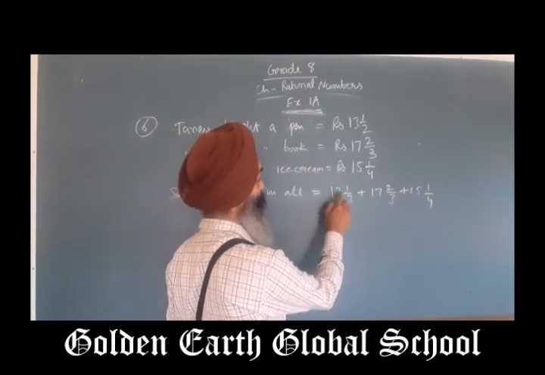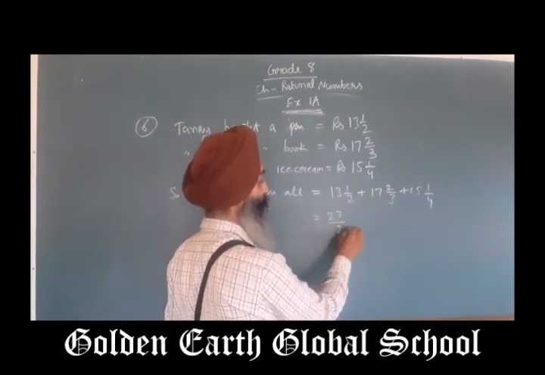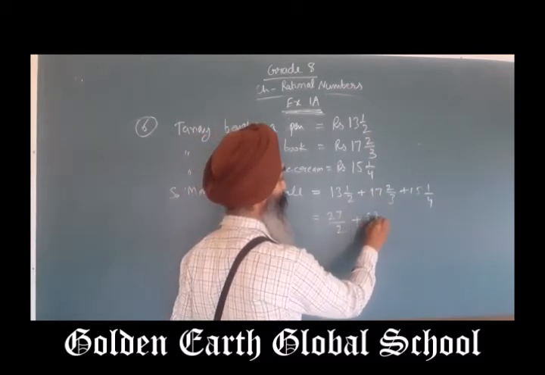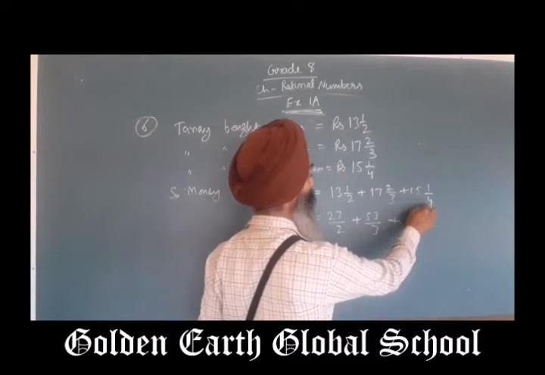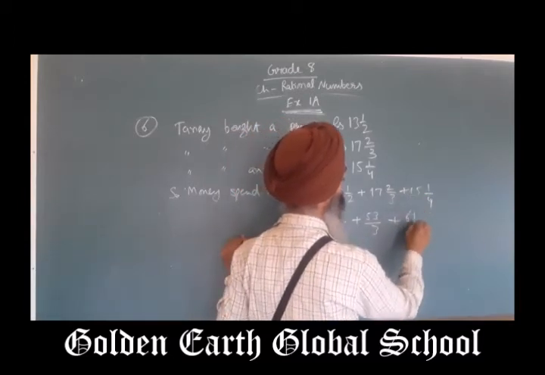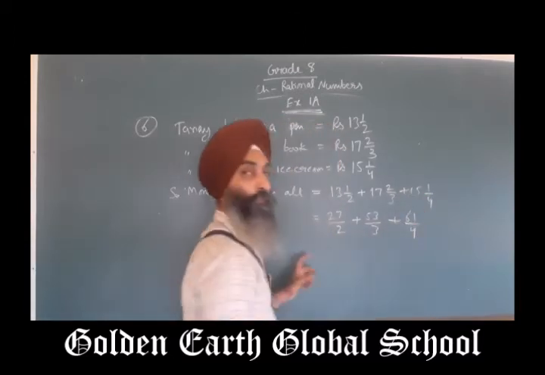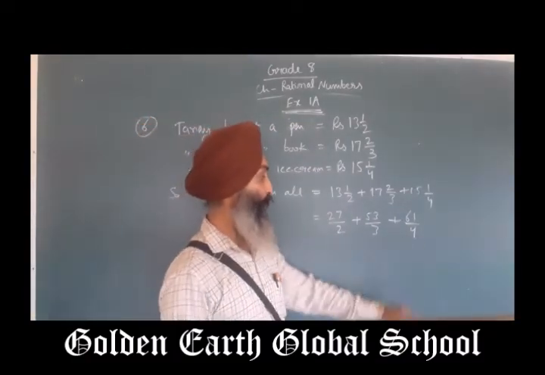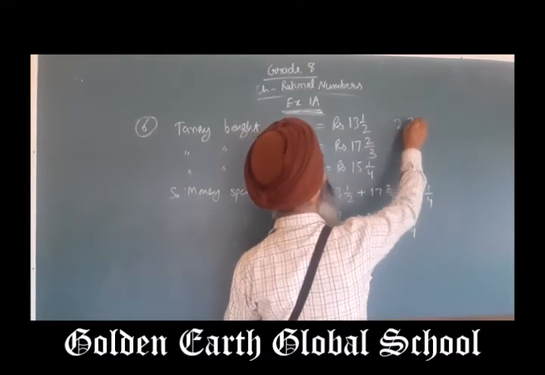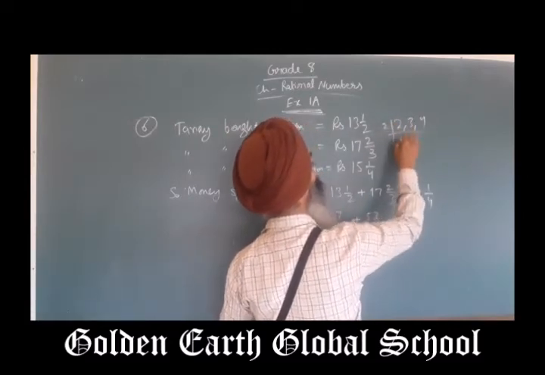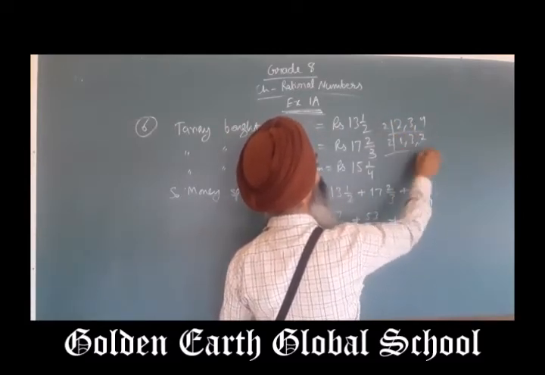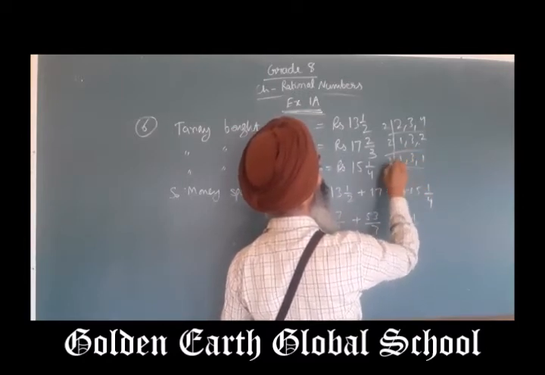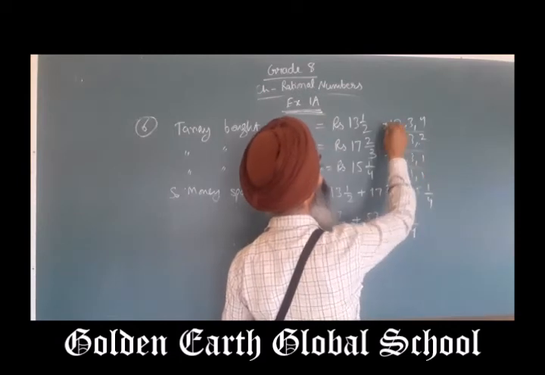13 times 2 is 26, plus 1, 27 upon 2. 17 times 3 is 51, plus 1, 52 upon 3. The last one is 60 plus 1, 61 upon 4. Now what is the LCM of 2, 3 and 4? Now I am telling the shortcut. You do it like this: 2, 3, 4, divide by 2, then by 2 again, then by 3. So the LCM is 2 into 2 into 3.